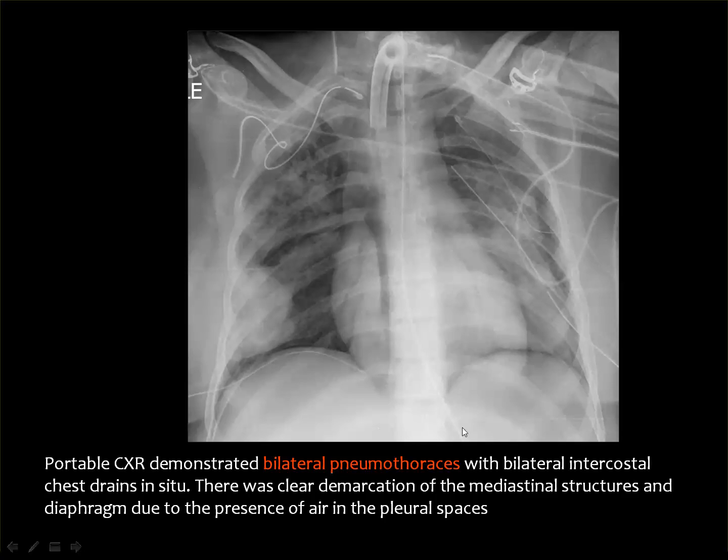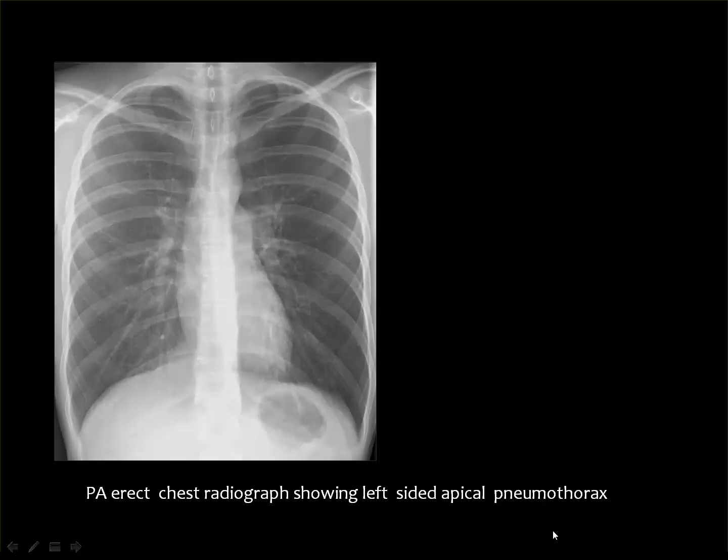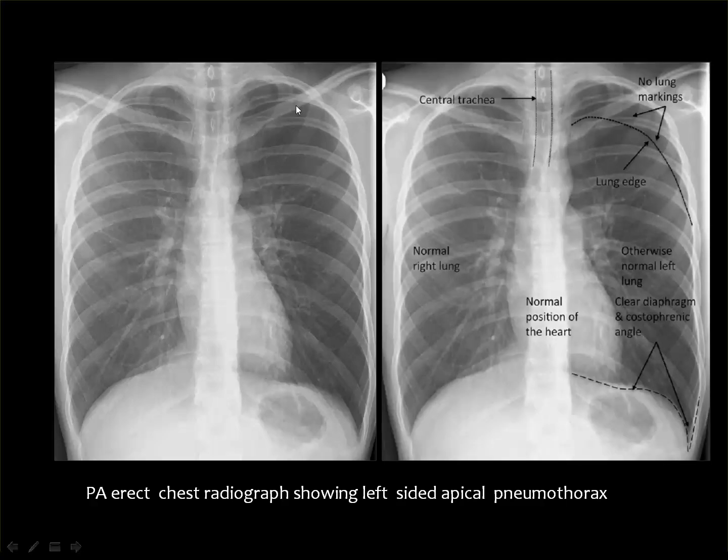And this is an appearance of bilateral pneumothorax, and you can see it on both sides. And also you see the intercostal tubes that are inserted for drainage of the pneumothorax. If you look carefully here, you can appreciate the presence of a pleural line in this area and the absence of lung markings in this part, which is an indication of the presence of a small pneumothorax. And these are the lines which help you to appreciate the findings in the plain X-ray.